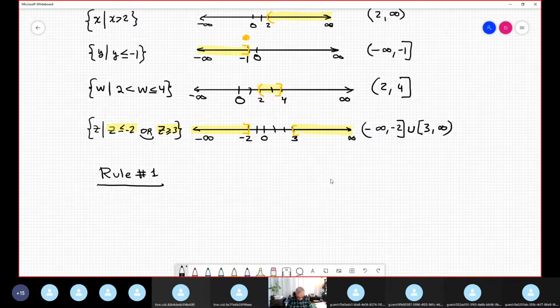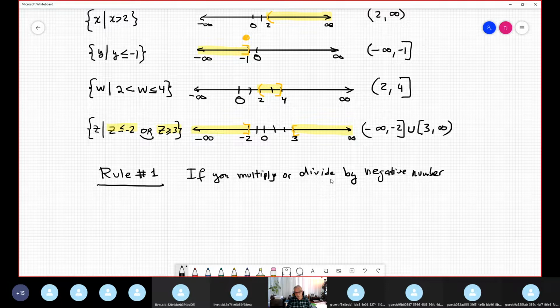Rule number one is if you multiply, for some reason, multiply or divide by a negative number, you must reverse the direction of the inequality sign.